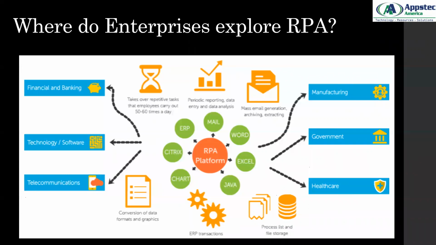If you are sending out 30, 40 emails every day based on your report, RPA is the solution for you. If you have ERP transactions, 2,000, 3,000 transactions per day being done, RPA is your answer. Conversion of data formats and graphics: you are dealing with a lot of files and formats of data. In Excel, we have XLSX files, .csv files, .xlsm files, a lot of variations within Excel. If you want to deal with multiple variations, RPA is the answer.